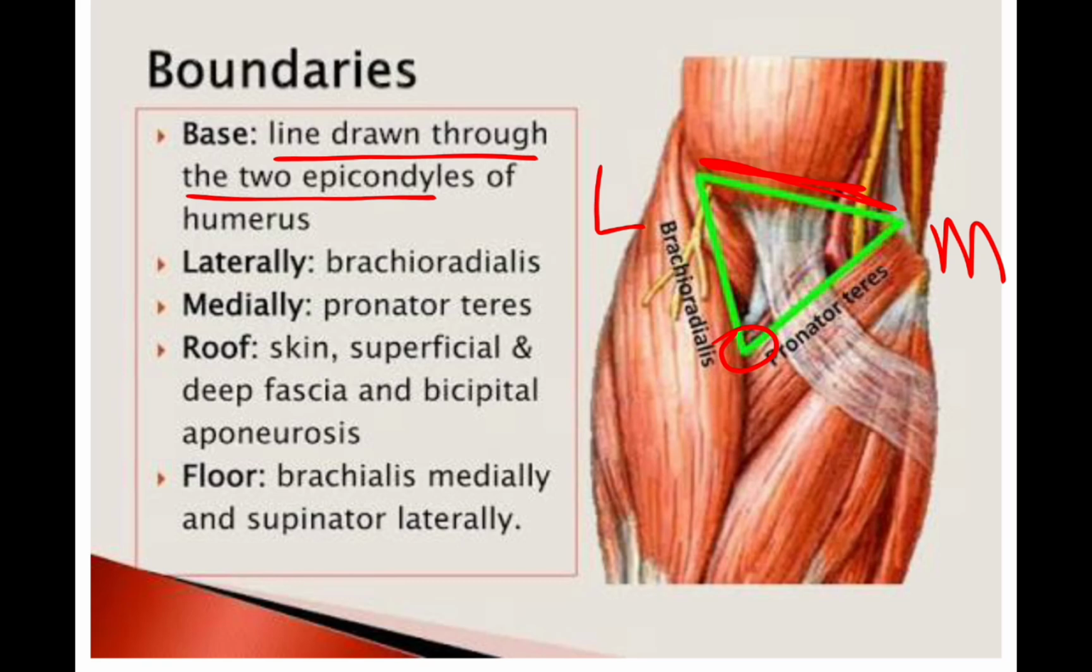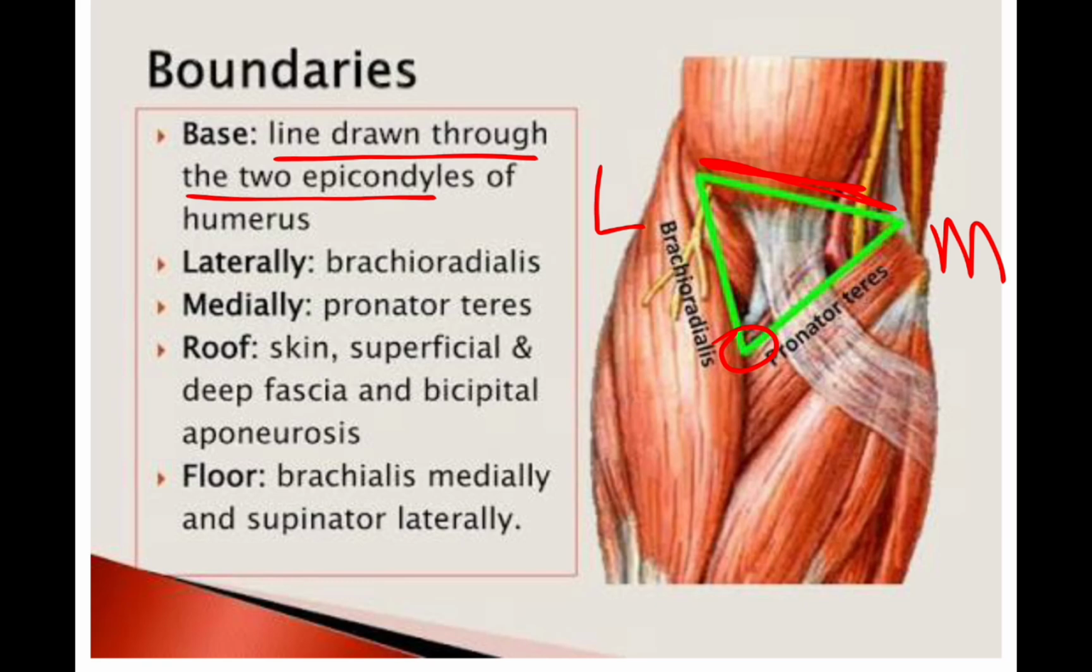If you have not watched our video on the osteology of the humerus, go and watch the video on the osteology of the humerus. You know, the lateral and medial epicondyles. So the base of the cubital fossa is an imaginary line, not a physical line, drawn between the two epicondyles of the humerus.